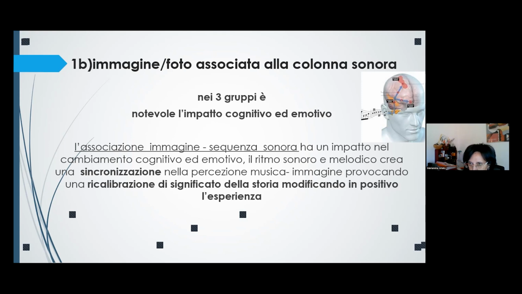While when they looked at the pictures with the music, almost all the people, regardless of their age, were able to get a story. That's because in our mind there is a process that associates images and music and sound, and that makes us able to recalibrate the meaning of what we are listening to and what we are seeing. Next slide, please.